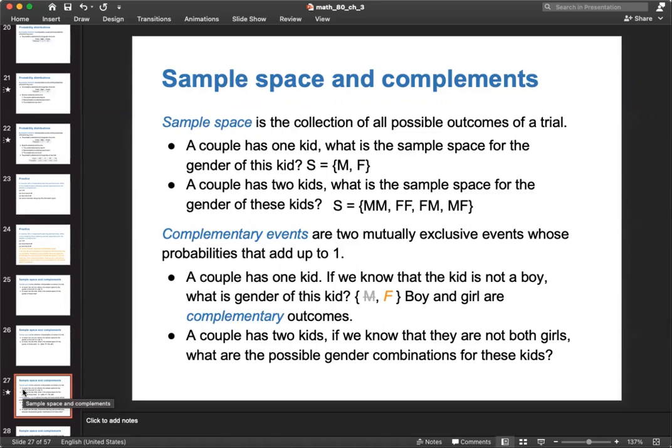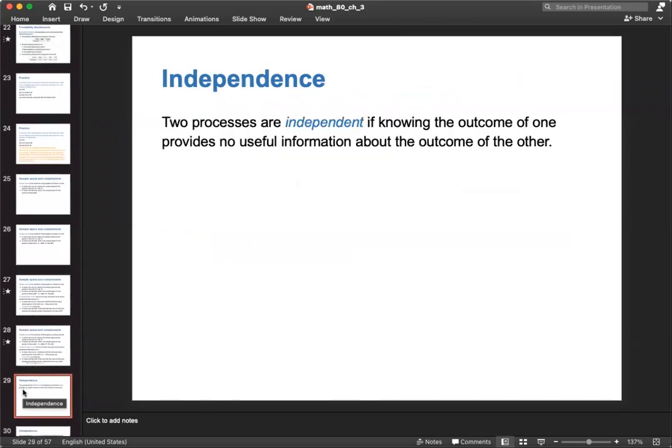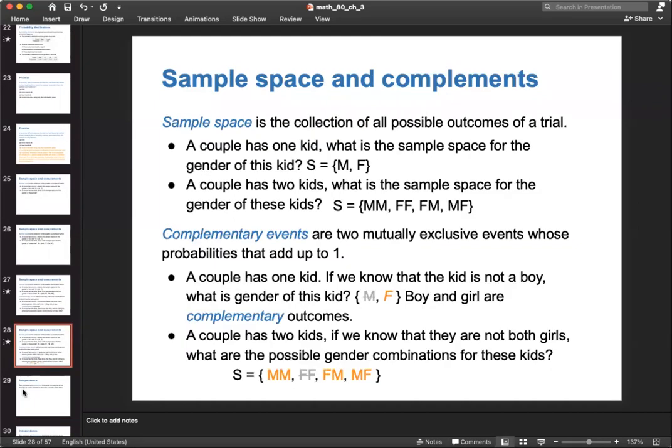Now let's go look at the 2-kid case. If a couple has 2 kids, and we know that they are both not girls, what are the possible gender combinations for these kids? In this case, it's going to be male-male, female-male, or male-female, because we know that they're both not girls. So that's going to be the complement. And I'll show you, you can actually utilize information of one probability to obtain the other if you have complementary information. We'll come back to that a bit later.